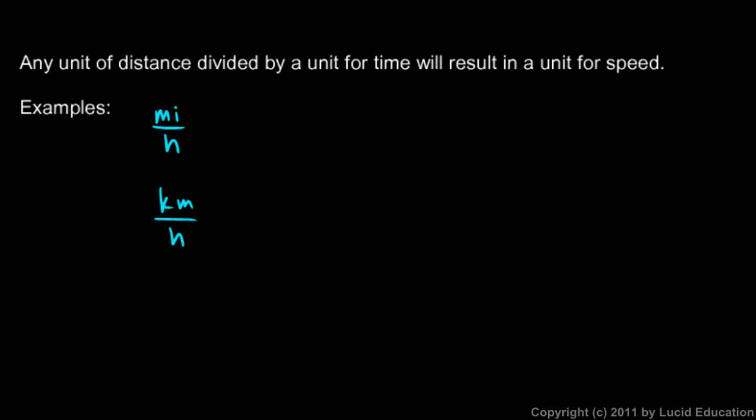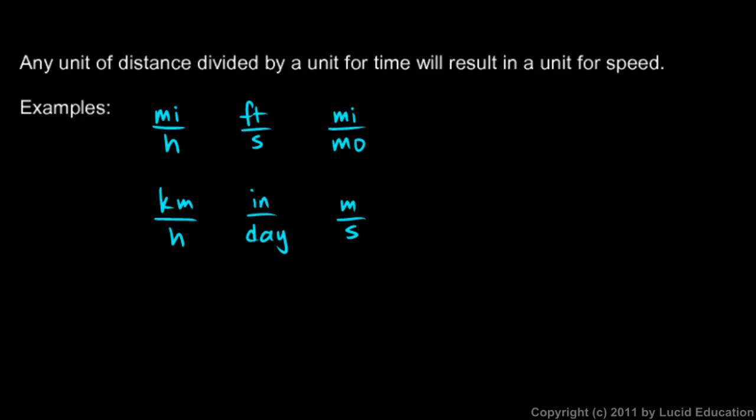Some other common measurements, feet per second is pretty common. Feet per second, the bullet from a gun might be measured in hundreds of feet per second, for example. Inches per day would be a measurement of speed. A snail might move a certain number of inches in a given day. So inches per day. Or miles per month. Okay, or one that's pretty common, meters per second would be pretty common. Miles per month, I don't think I've ever heard anything measured in miles per month, but it would be a unit for speed because it's distance, in this case miles, divided by time, in this case months.